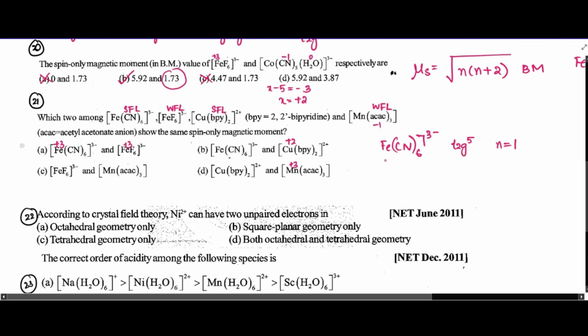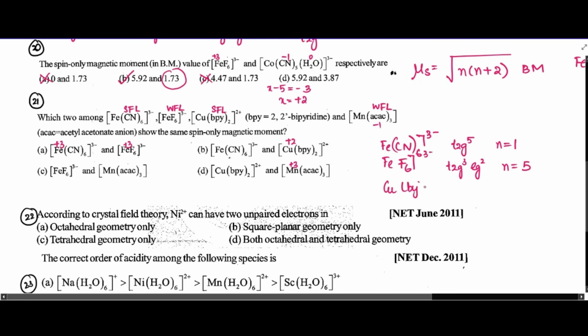Whereas if it is FeF6 3 minus, here also it is Fe+3, but it is a weak field ligand. Therefore it's going to show T2G3 Eg2. The number of unpaired electrons is equal to 5. Okay. What about the next one?